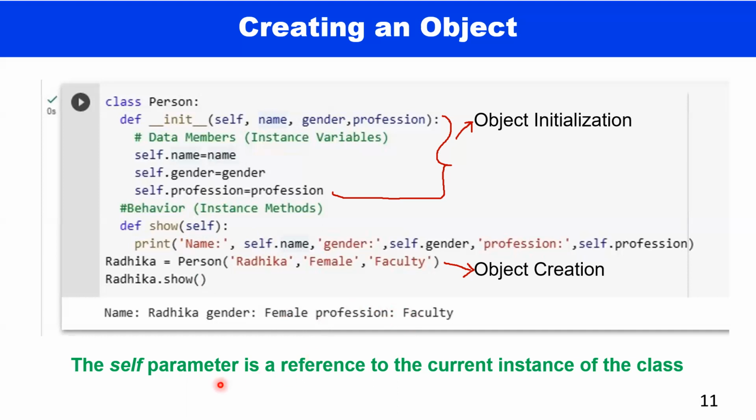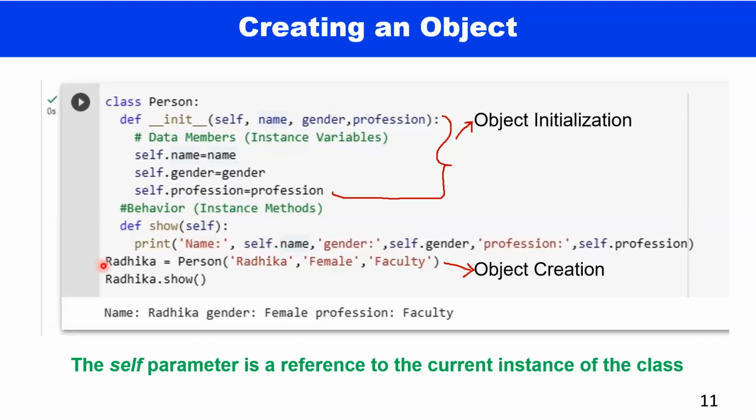So here you can see the self parameter is a reference to the current instance of the class. That means it refers to the current object. In this code, we have created a class called Person with the constructor, which is defined as __init__, for initializing the three attributes of the class Person. And we also have used another method for printing the attributes of the object.